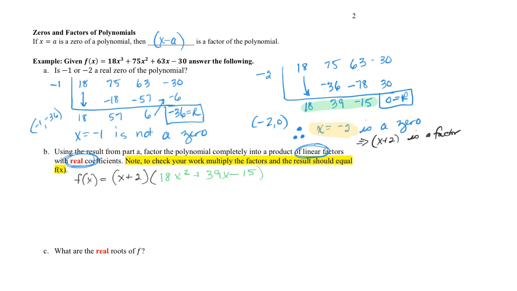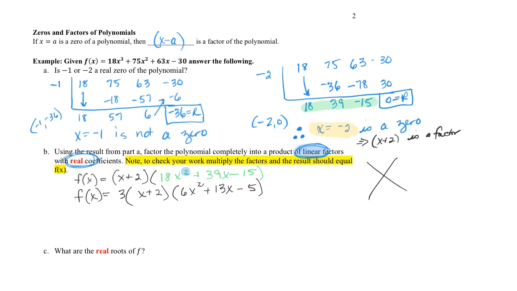Now I need to factor this into a product of linear factors. So everything has to be first degree. Right now, x plus 2 is to the first degree, but 18x squared is second degree. So I need to continue on. To make the numbers a little easier to work with, from 18x squared plus 39x minus 15, I'm going to factor out a 3. So 3 times x plus 2, times: 18x squared divided by 3 will leave me with 6x squared. 39x divided by 3 is 13x. Minus 15 divided by 3 is minus 5. Just makes my numbers a little easier to work with.